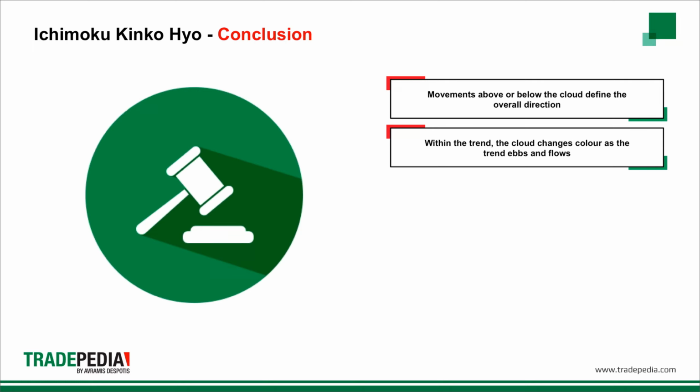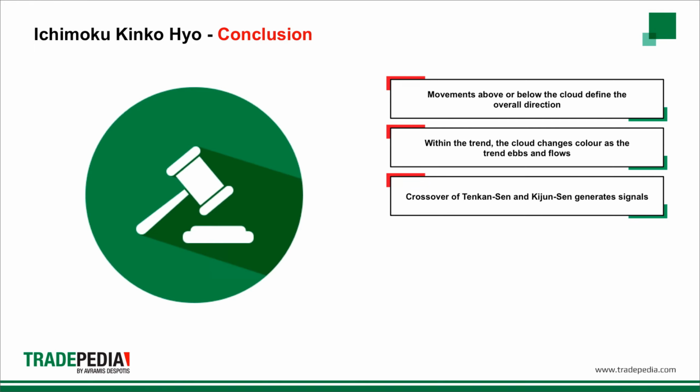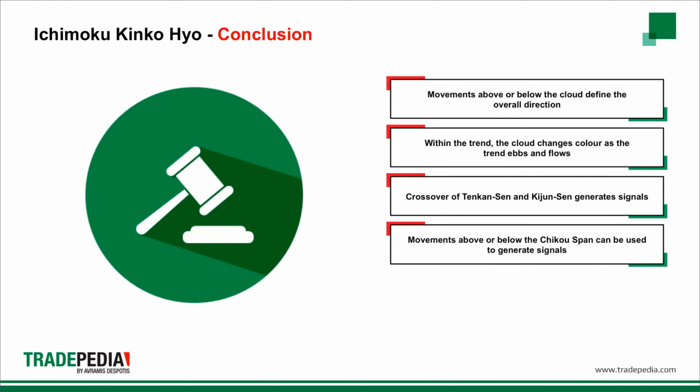So how is a bearish signal generated? It's when the Tenkan-sen crosses below the Kijun-sen. That's for the bearish signal. And for a bullish signal, it's generated when your Tenkan-sen crosses above the Kijun-sen. So the idea is similar to that of a moving average crossover.